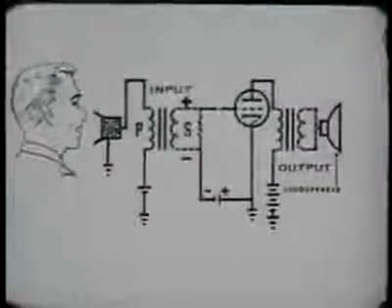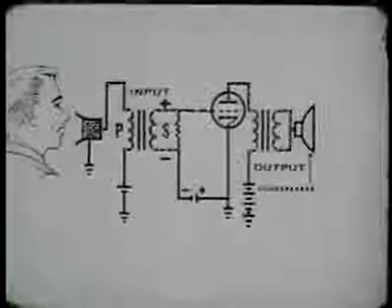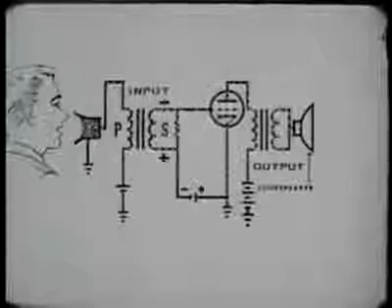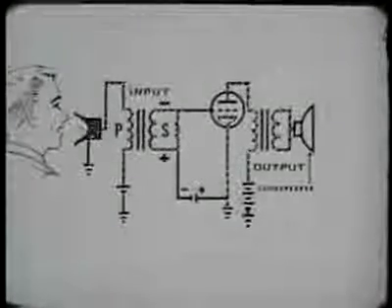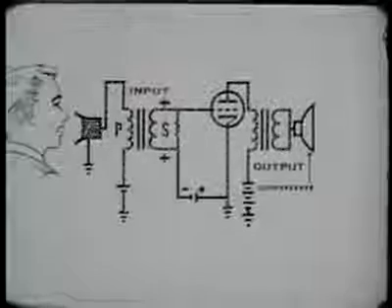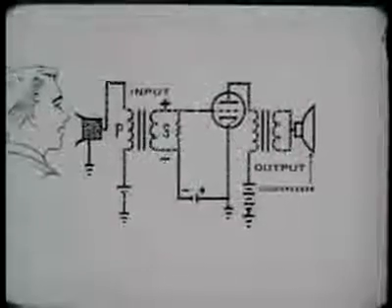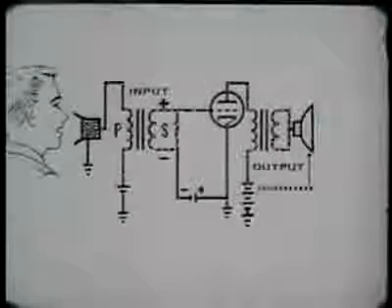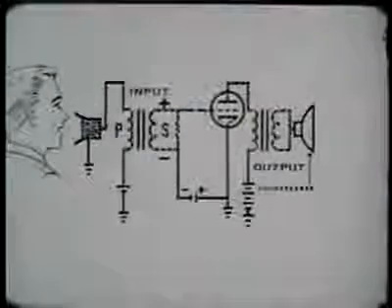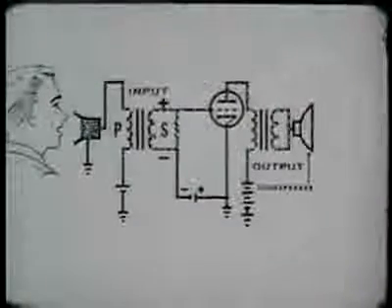We can then apply this energy to the grid of a vacuum tube and thus cause the current through the tube to vary in accordance with the voltage applied to the grid. The changing current flow through the tube can now be used to develop a much higher voltage across a plate load and either drive a speaker or another amplifier tube.